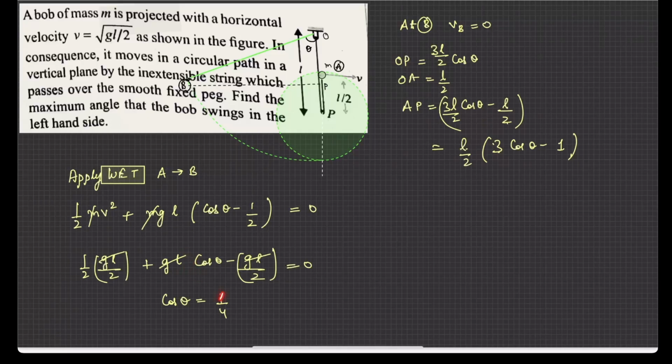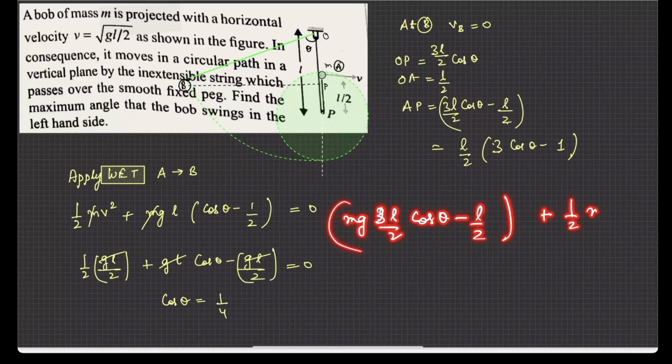Once we calculate it, we'll get a different value. This will not be the answer, so here we'll do it. So mg into 3L by 2 cos theta minus L by 2, so this will be plus 1 by 2 m into v square. v square की जगह मैंने डाल दिया GL by 2. ठीक है, so this is my final equation.